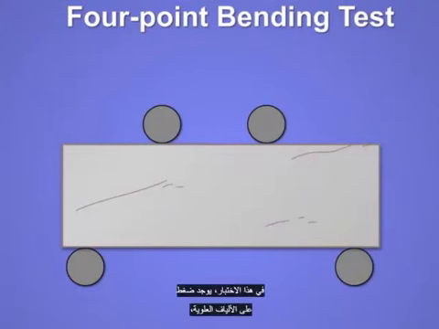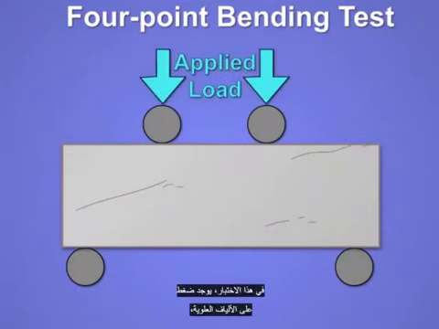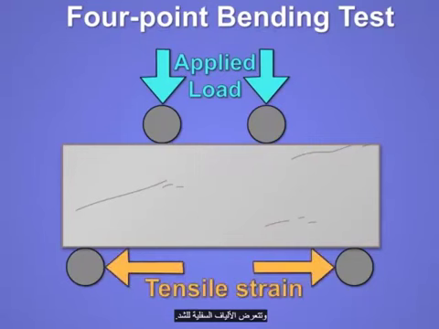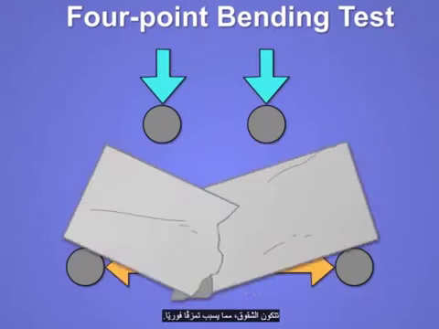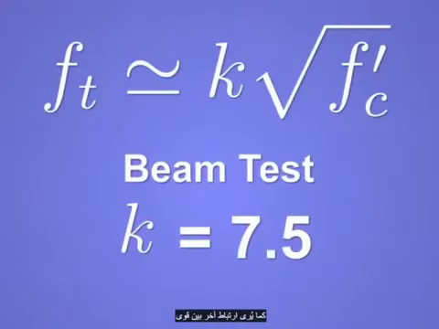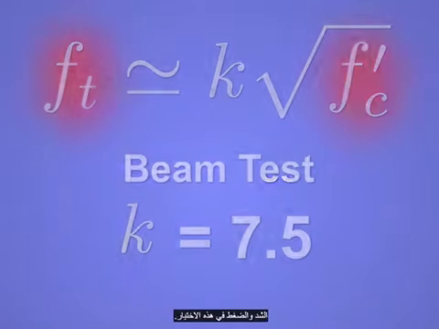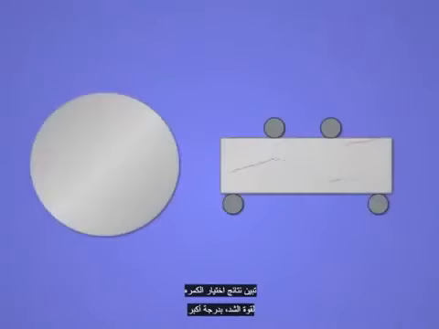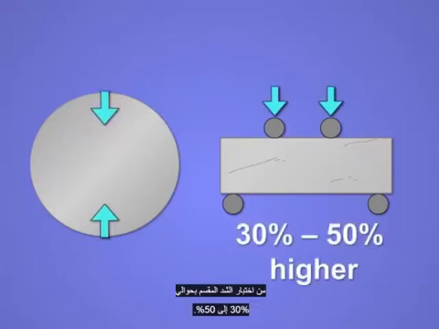In this test, the top fiber is in compression and the bottom one in tension. When the tensile strength is reached at the bottom, a crack forms, causing immediate failure. A similar correlation of tensile and compressive strengths is seen for this test. The beam test results in predictions of tensile capacity generally 30 to 50% larger than the split tension test.